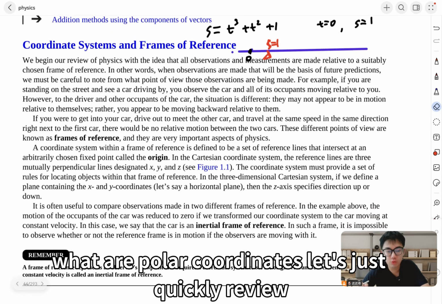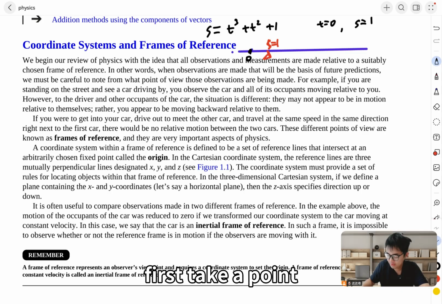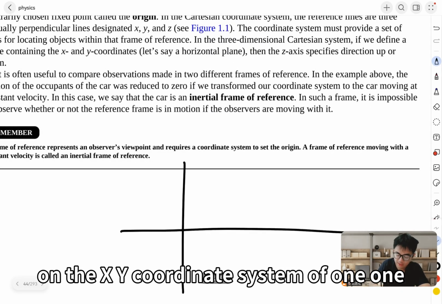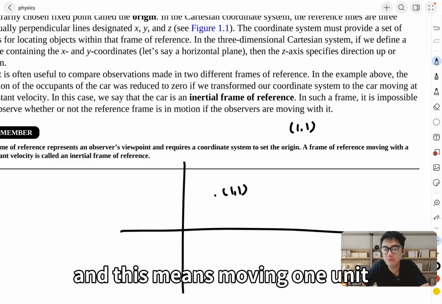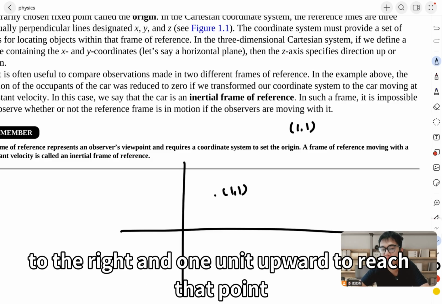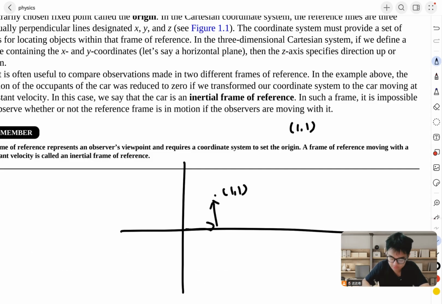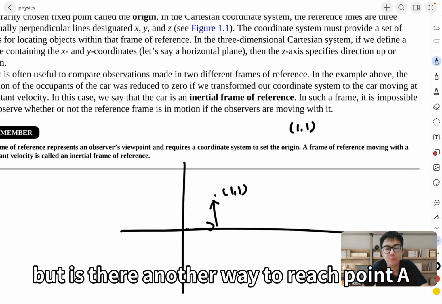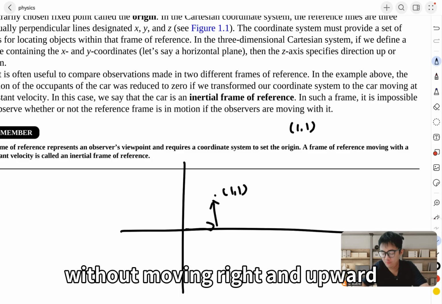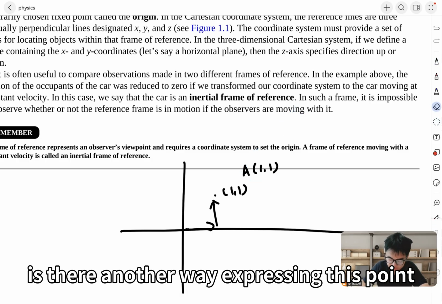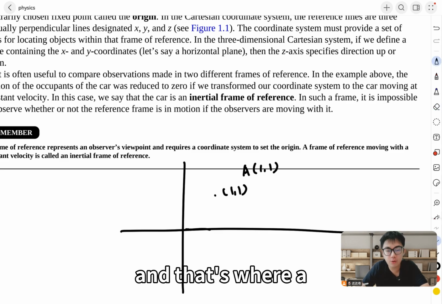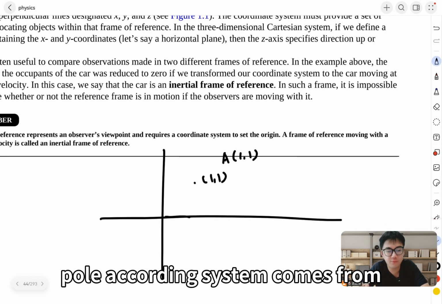And the textbook also mentions something similar to polar coordinates from pre-calculus. What are polar coordinates? Let's just quickly review. First, take a point on the xy coordinate system of (1, 1). This means moving 1 unit to the right and 1 unit upward to reach that point. But is there another way to reach point A without moving right and upward? Is there another way of expressing this point? And that's where the polar coordinate system comes from.